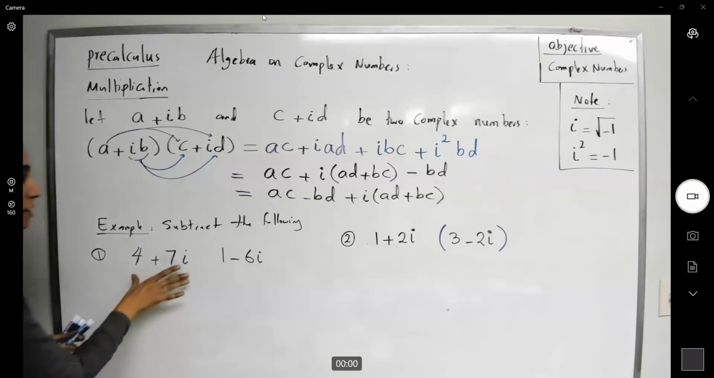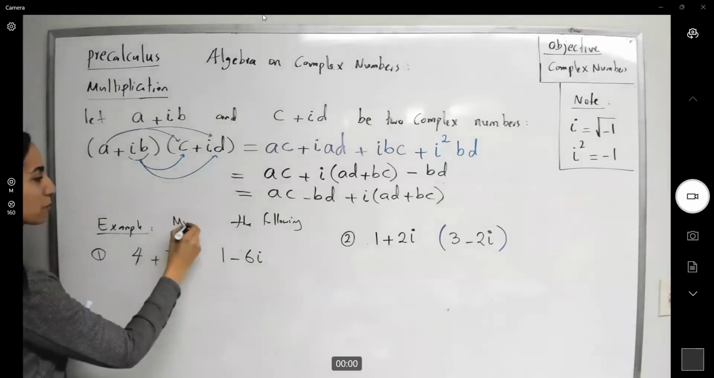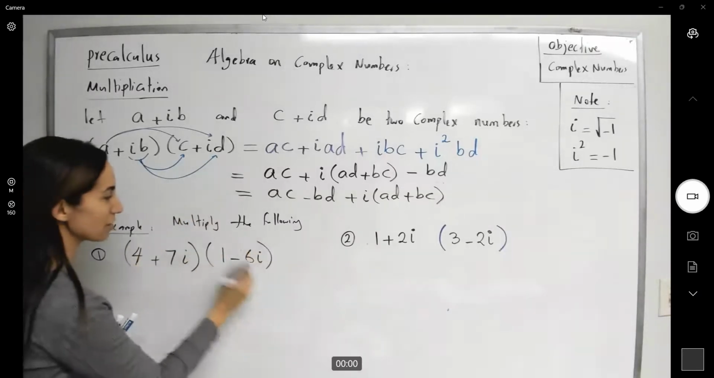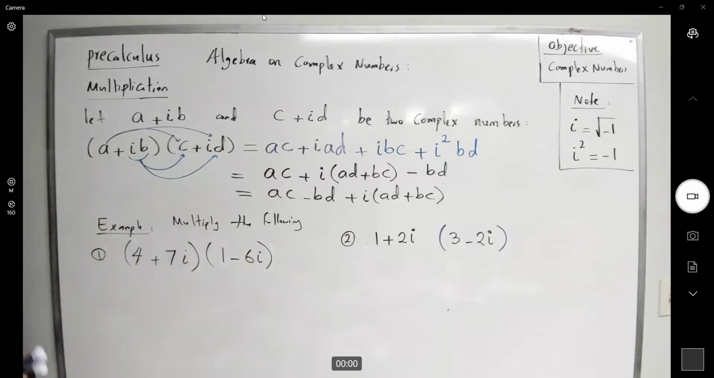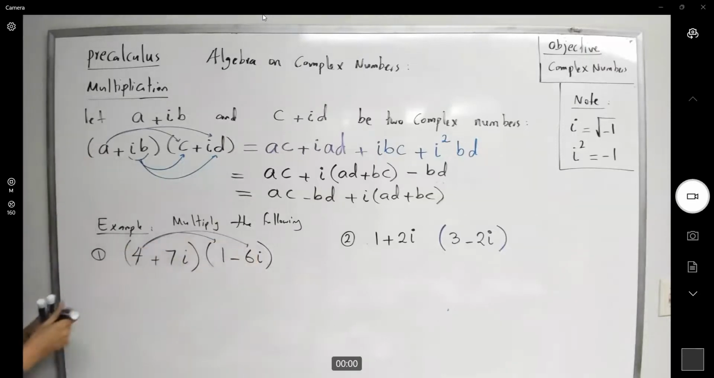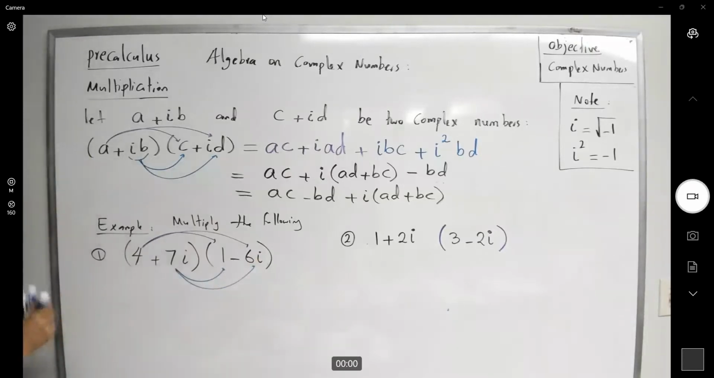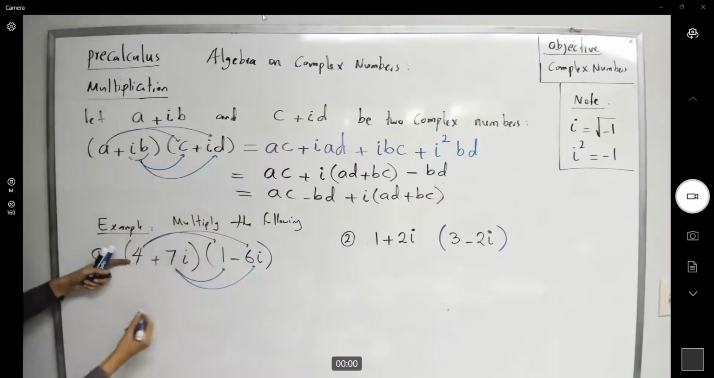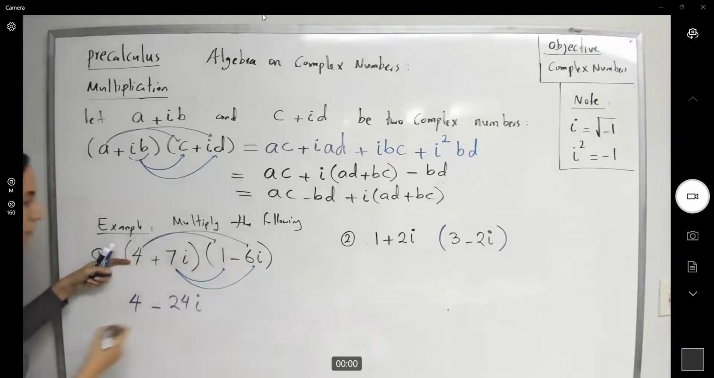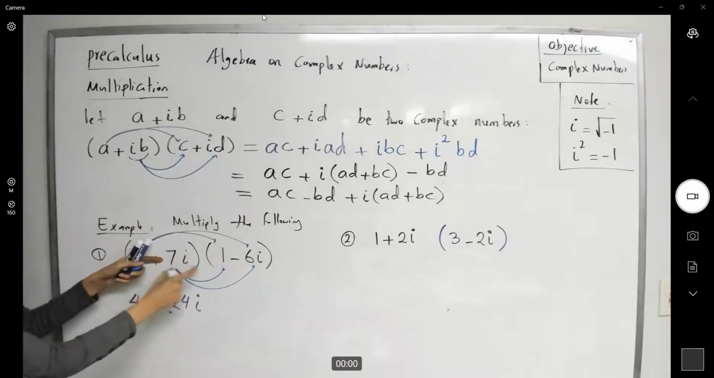Very good. So let us multiply the following. Our job is to try to multiply these. The first one times the second one. So what are we going to do? We're going to start distributing. Distribute 4 into parentheses, then start distributing 7i into parentheses. So 4 times 1 is 4, minus 24 times i. So far, so good. And now distribute 7i into parentheses.